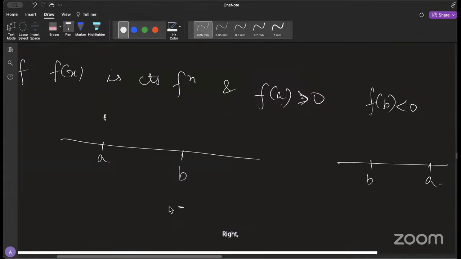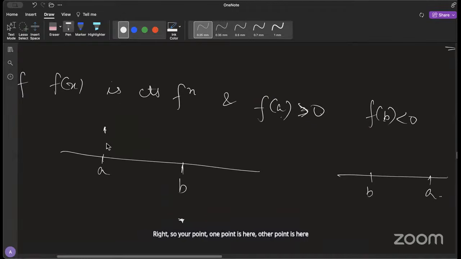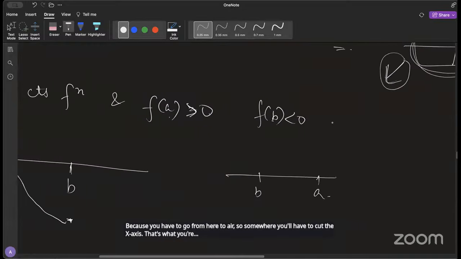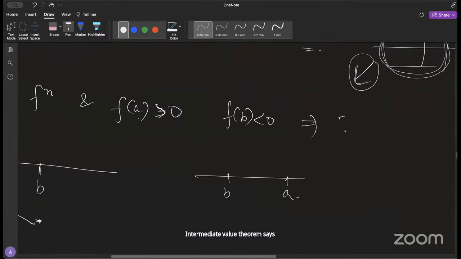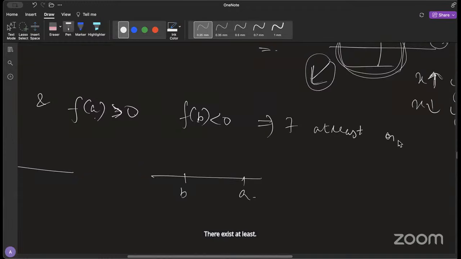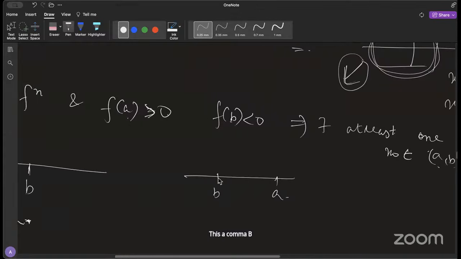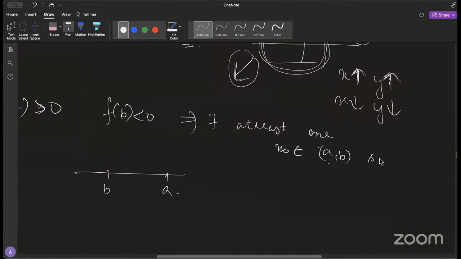Right? So one point is here, the other point is here, and it's a continuous function. Because you have to go from here to here, somewhere you will have to cut the x-axis. That's what your intermediate value theorem says. It says that there exists at least one x naught belonging to this (a, b) such that f of x naught is 0.